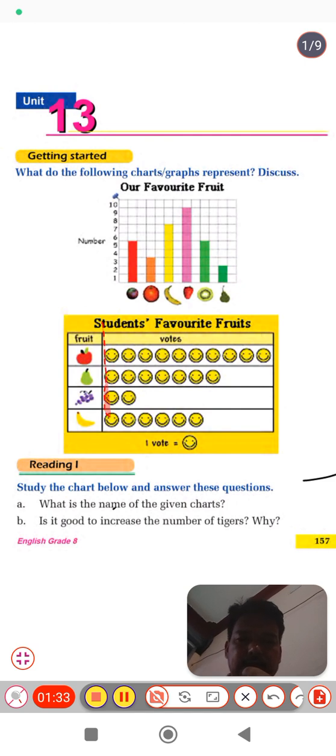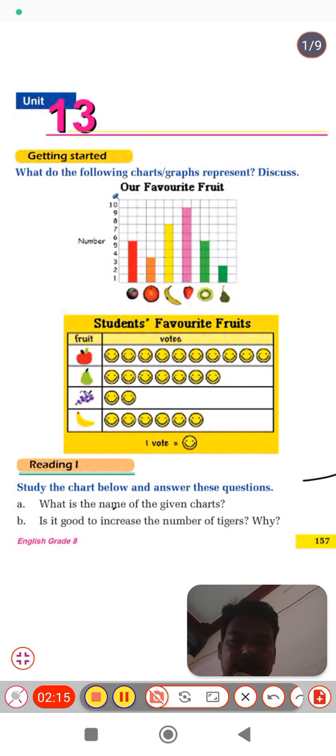In the second picture we can see the students' favorite fruits. We have some fruits here like banana, grapes, and apples. I think the first fruit has scored the maximum smileys. It's the leading one. You have 2, 4, 6, 7, 8, 9 smileys, meaning 9 votes. It means this fruit has more smileys, and this one has 2 smileys. So this shows the status of the fruits.